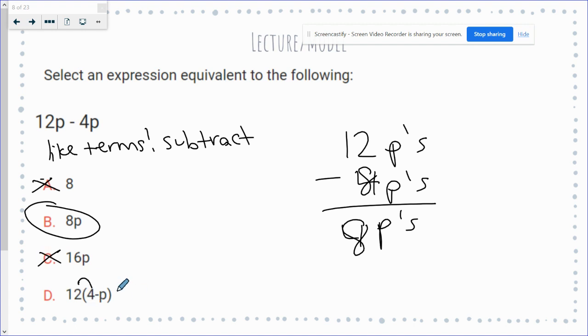And then 12 times 4 would be 48. And then 12 times p would be 12p. 48 minus 12p also doesn't make sense. We are left with 12p minus 4p equals 8p.